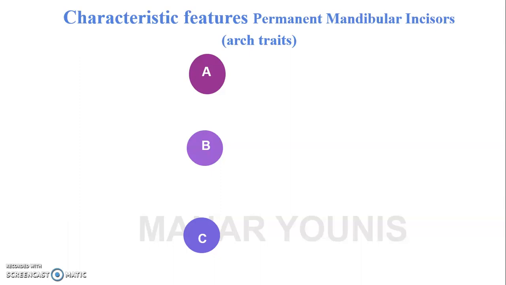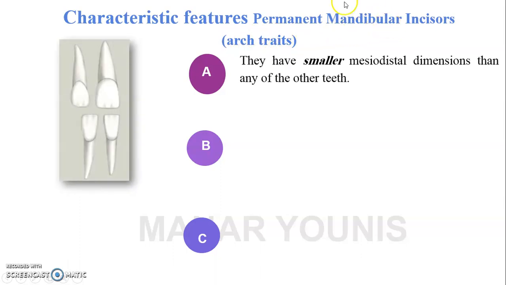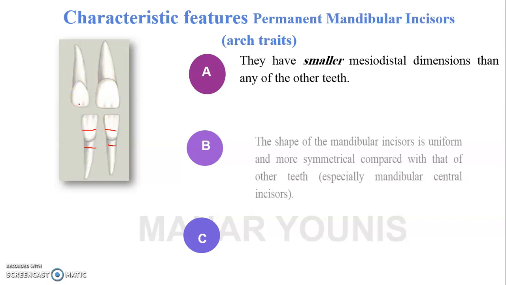We have common characteristic features that are unique to the permanent mandibular incisors, so they are termed arch traits. That's to say, they differentiate the mandibular incisors from maxillary incisors. First, they have a smaller mesodistal dimension than any of the other teeth in the dental arches. As you can see in this figure, the mesodistal dimension both of the crown and root is narrower than the maxillary incisors, than canines, premolars, and molars.